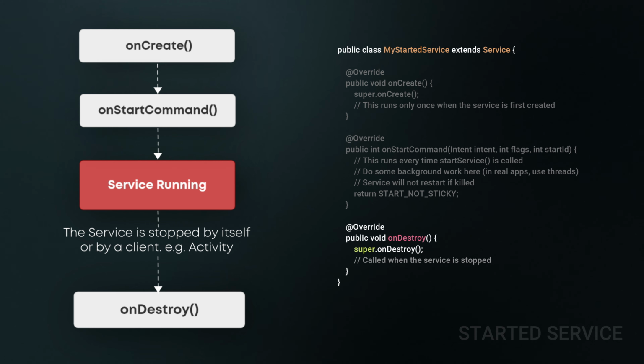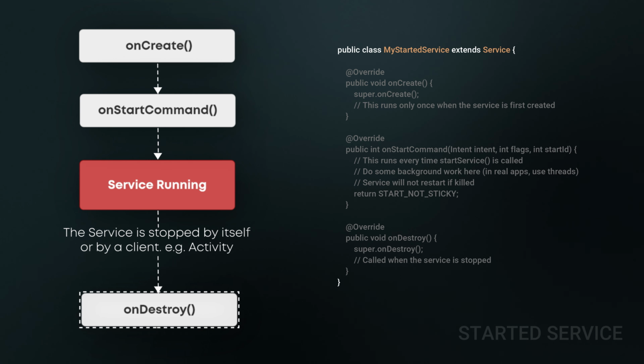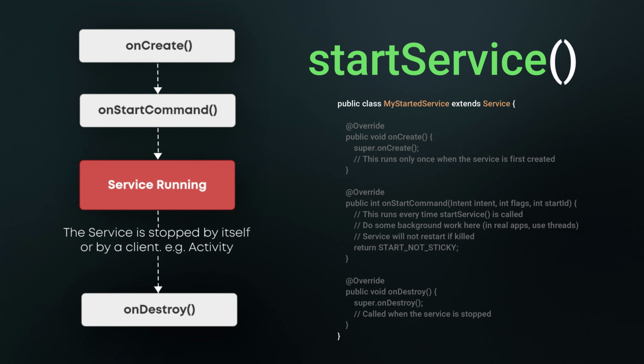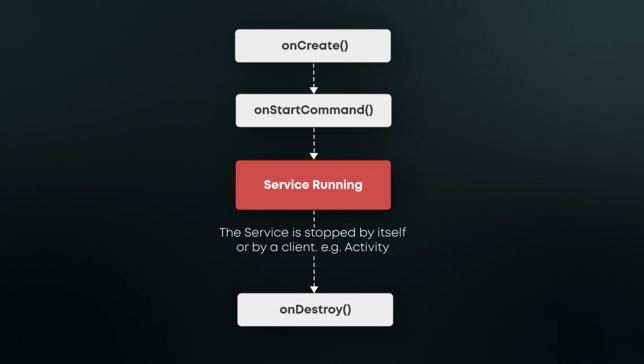This is your cleanup phase. You should stop any background threads, unregister listeners, and clean up heavy resources. If you forget to clean up here, your app could leak memory or drain battery unnecessarily. Here's something many developers miss. If you call startService multiple times, Android does not create a new instance of the service. onStartCommand gets called each time, but onCreate is not repeated. And that's how a started service works.